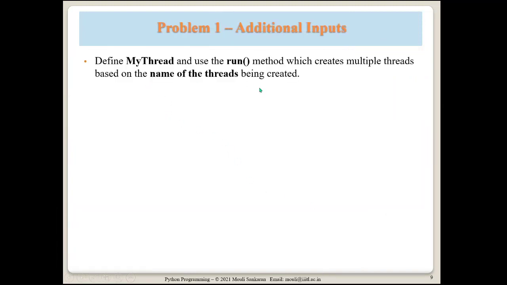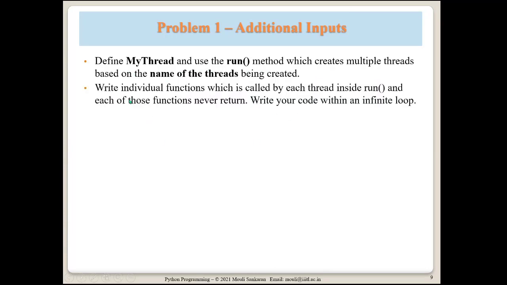Now some inputs: define your thread and use the run method, which creates multiple threads based on the name of the thread. You can call different functions for that. Write individual functions which are called by each of the threads inside the run, and each of these functions never returns.